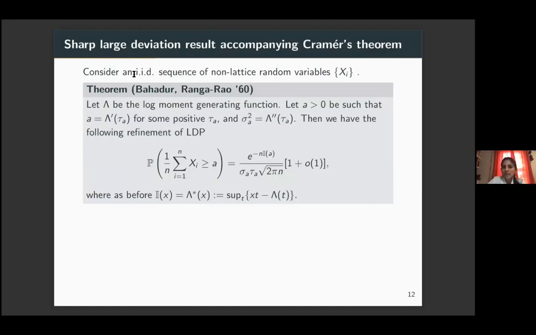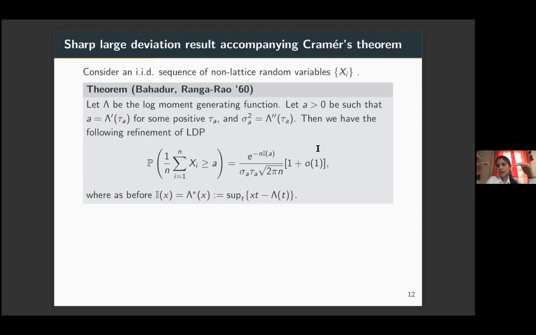If you have an IID sequence of non-lattice random variables, so they can't be regularly spaced, and again you have this log moment generating function, and I look at the empirical mean and want to see how it deviates, greater than or equal to A. Then, of course, I have this e to the minus n I of A, which I knew from the large deviation setting, but now I have a correction. And now it's only up to a little o(1). It's still asymptotic, but only up to a little o(1).